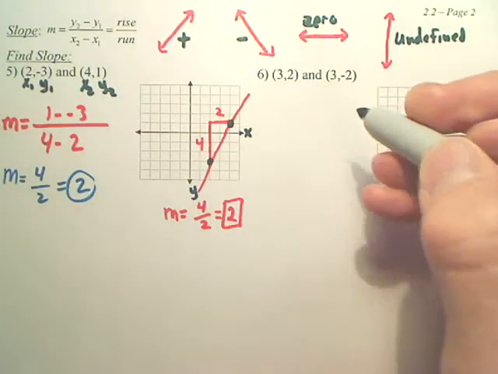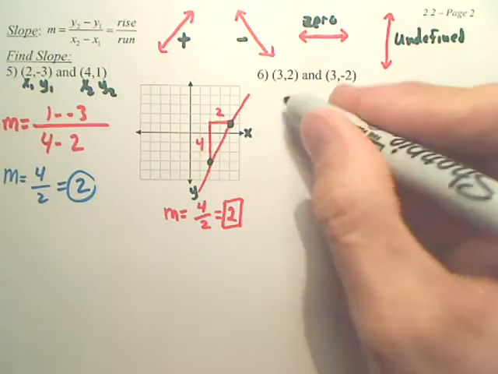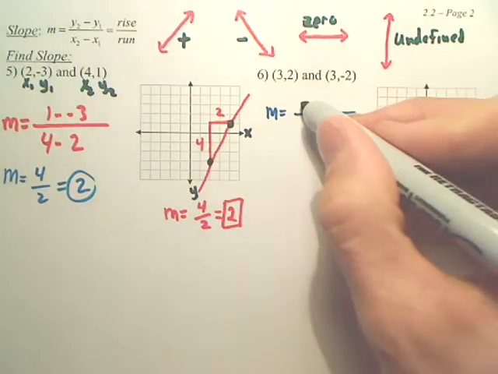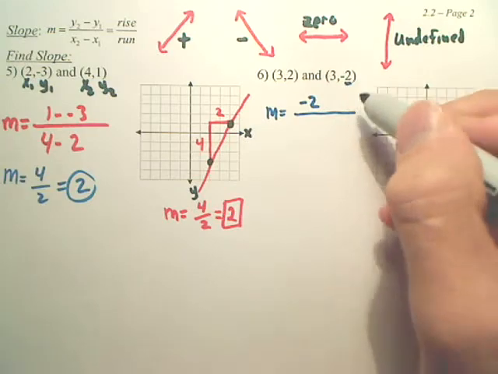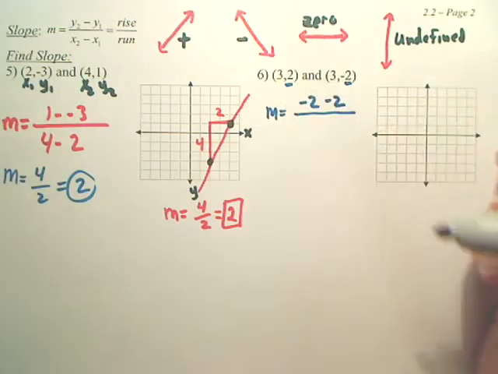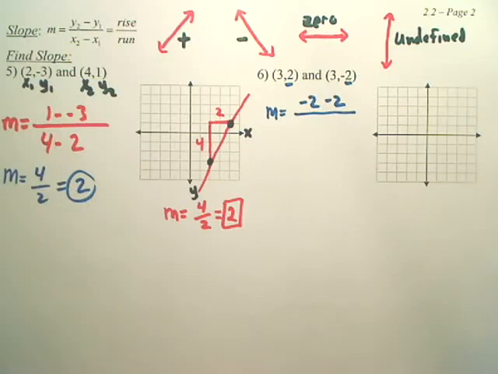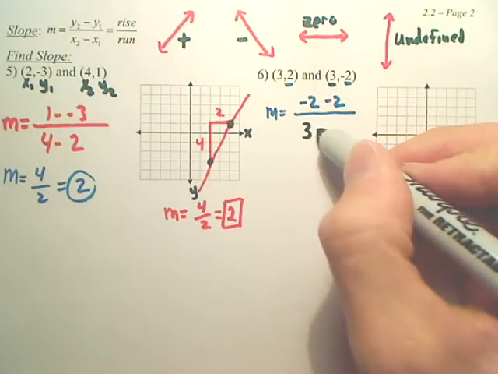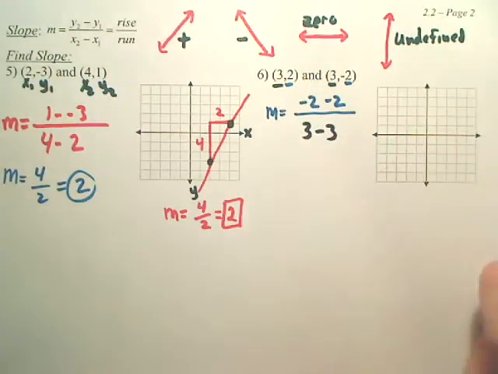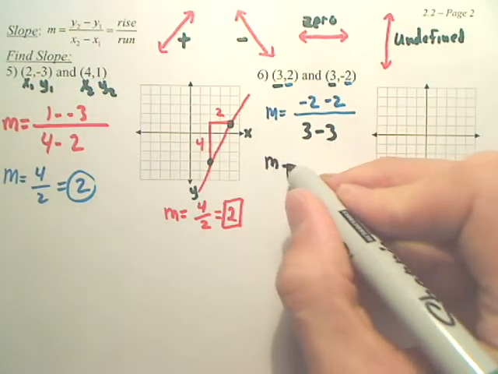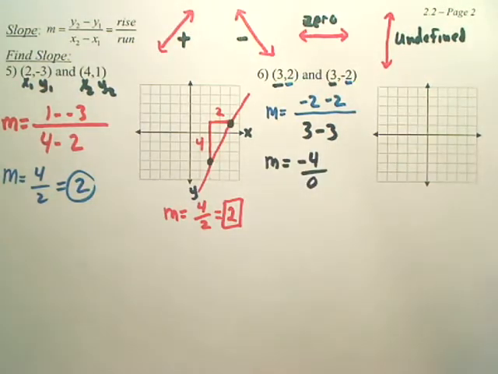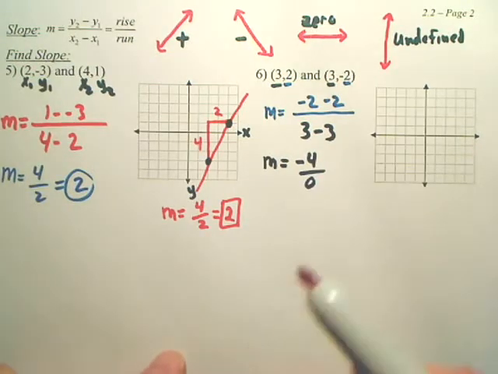Okay, let's do the formula first on this one. M equals -2 minus 2. Don't we do the y's first? And then 3 minus 3. So m equals negative 4 over 0. Now, are you allowed to divide by 0? No. It's undefined.